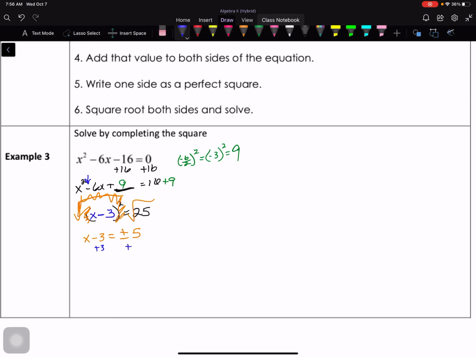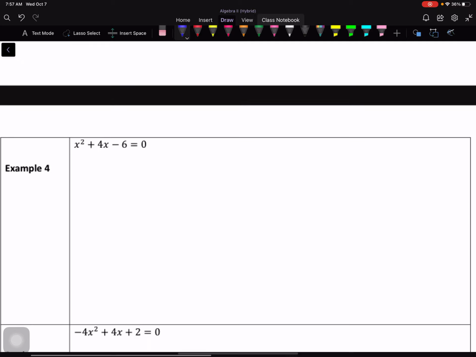One more step. Add 3. x equals, so here's what this means. We have 3 plus or minus 5. It's not a complex number. It's not an imaginary number. So we can actually add these together. First of all, we can take 3 plus 5, and we get 8. And then we can take 3 minus 5, and we'll end up with negative 2. So that is the process of completing the square.